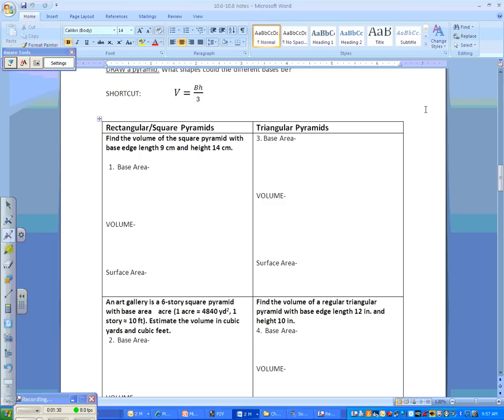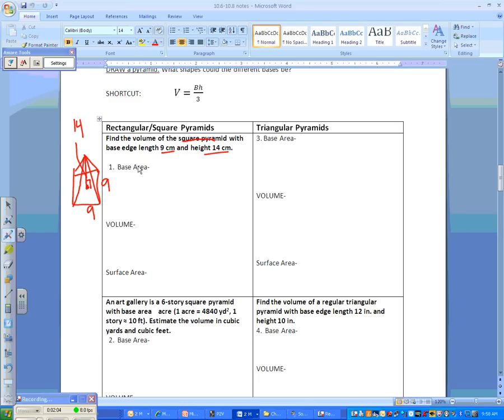All right, so for a rectangular or square pyramid, that means the base is either going to be a rectangle or a square. So find the volume of the square pyramid with the base edge of 9 and a height of 14, and that's important information. Since it's a square, we know all the sides are going to be the same, so all the sides are going to be 9. And then the height of the pyramid, if I took a perpendicular line from the base all the way up to the vertex, that height is going to be 14. So there's my attempt at a picture of a square pyramid.